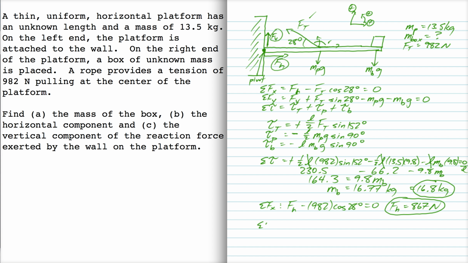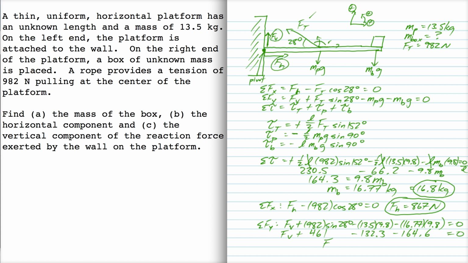Let's see if we can figure out the vertical reaction force. That's Fv plus 982 sine 28 minus the platform weight minus the box's weight. So we did need the mass of the box to get this one. So this is 461 minus 132.3 minus 164.6. Those sum to 0.